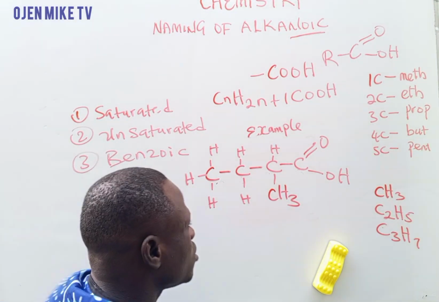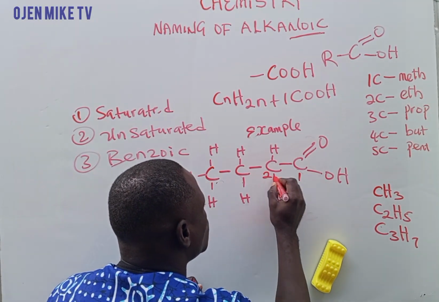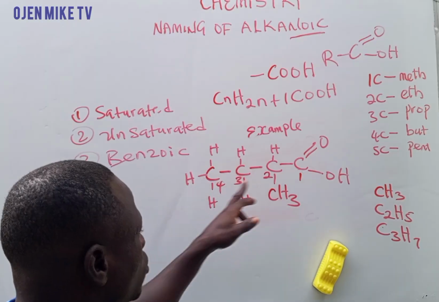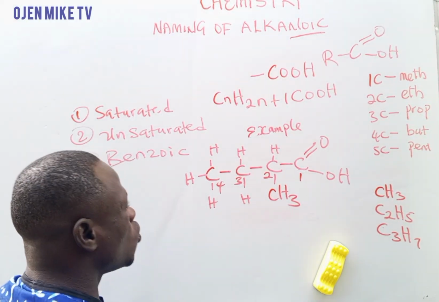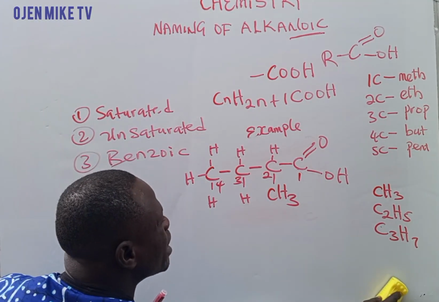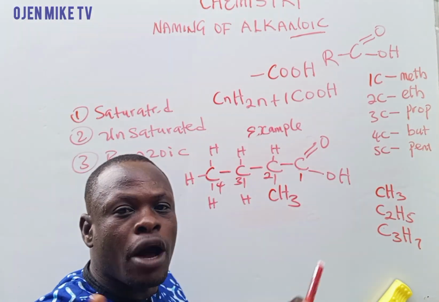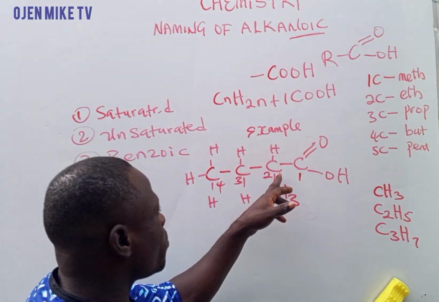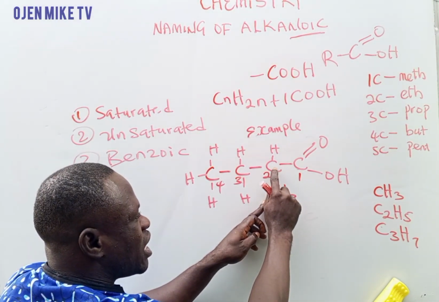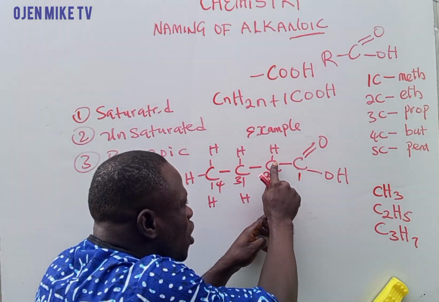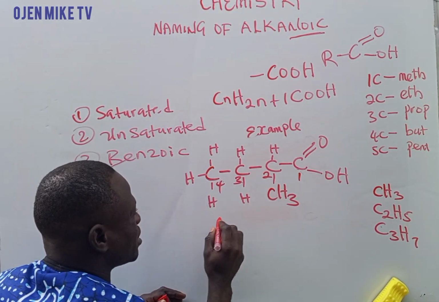you still go your normal counting. We have 1, 2, 3, 4. Of course, you indicate the longest chain. The longest chain is this one, not this one. Is that understood? So in this case, this methyl here, this particular child, is attached to which carbon atom? It is attached to carbon number 2. Look at it here, carbon number 2. Is that understood? So since it is attached to carbon number 2, you say it is 2-methyl.